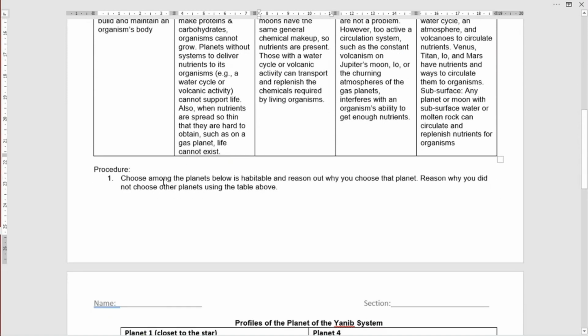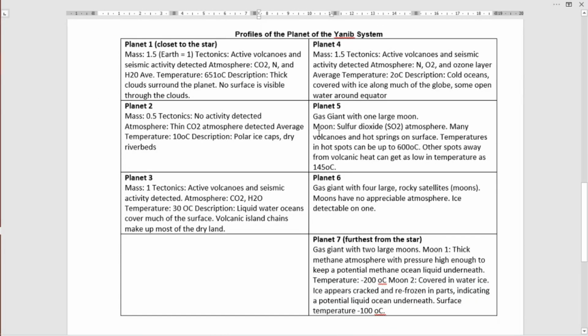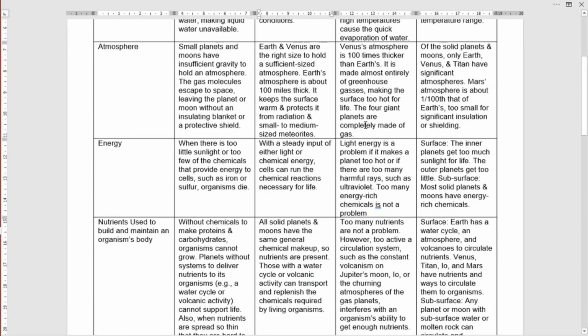Procedure 1. Choose among the planets below which is habitable and give the reason why you chose that planet. Give the reason why you did not choose the other planets using the table above. Which among these planets is habitable? And reason out why you chose that planet. Also, you are going to reason why you did not choose other planets, using this table.